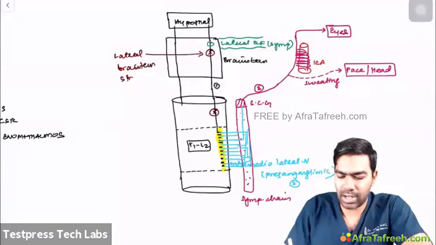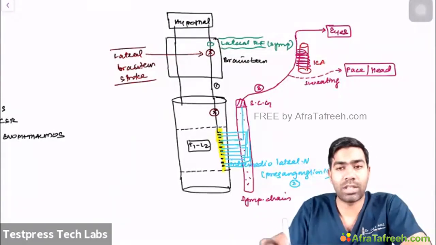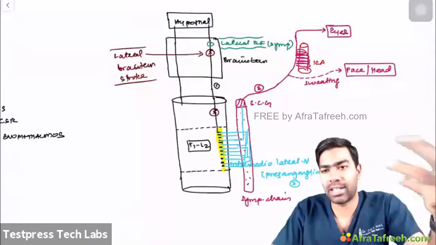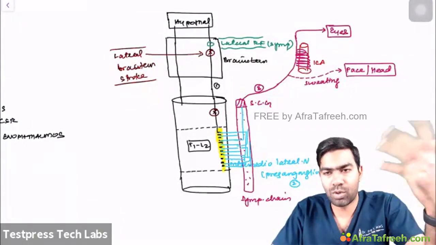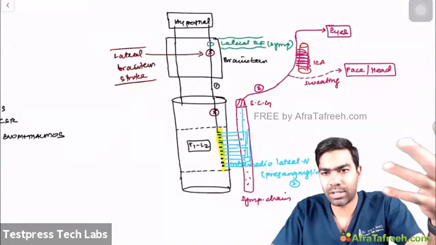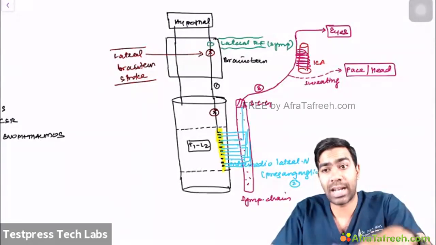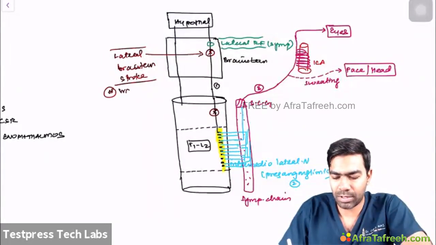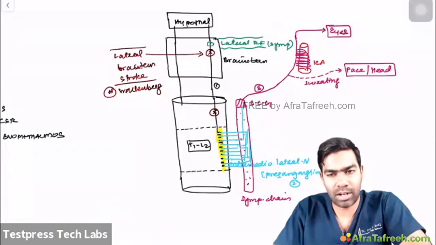So why lateral brainstem strokes? Because as I've drawn in this image, you can understand that the lateral reticular formation is the one that carries the sympathetic fibers. And of course, they are present in the lateral side of the brainstem. So any stroke that affects the lateral area of the brainstem, the best example being Wallenberg syndrome, lateral medullary syndrome, can result in the development of a central Horner syndrome.